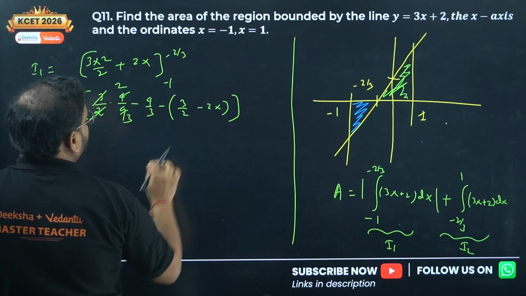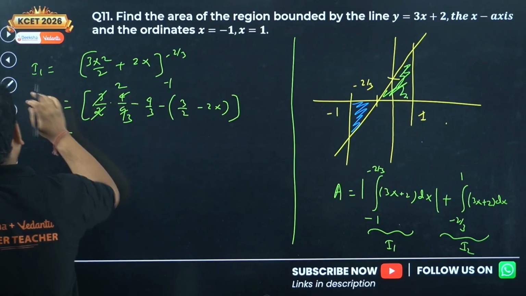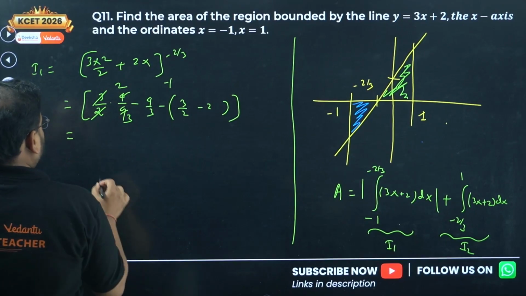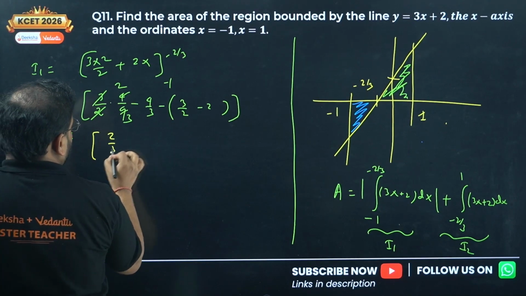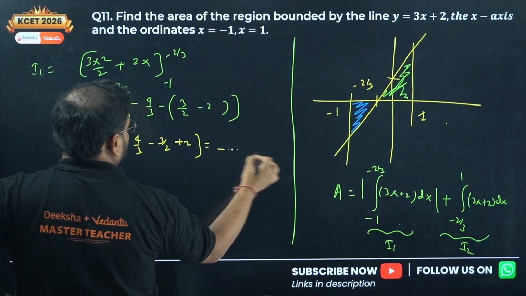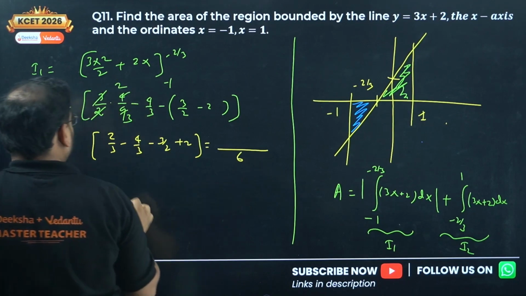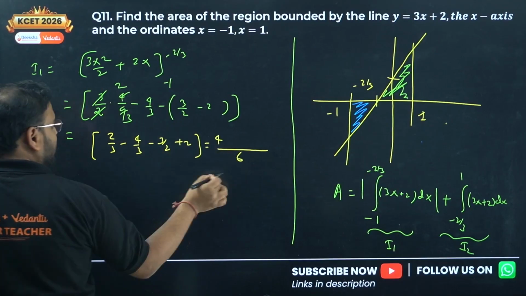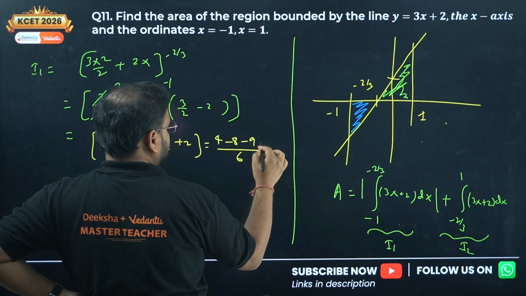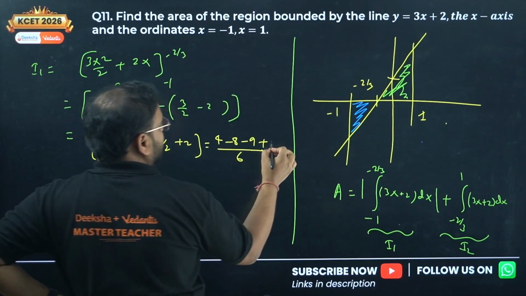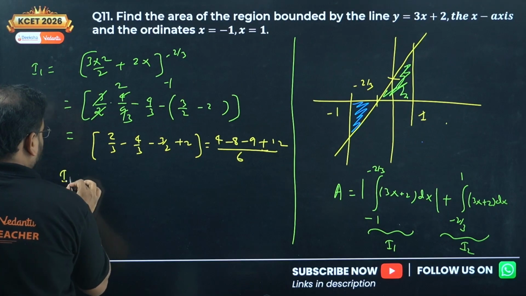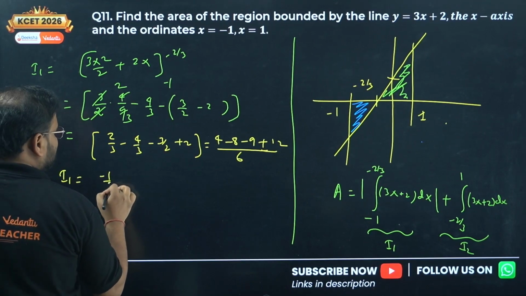Let's continue. 3 by 3 is cancelled, 2 2s are 4. So we have this calculation as 2 by 3 minus 4 by 3 minus 3 by 2 plus 2. Take the LCM, which is 6. 2 2s are 4, minus 8, minus 9, and plus 12. I get the value as 17 and 16, right? So my answer is I1 is equal to minus 1 by 6.